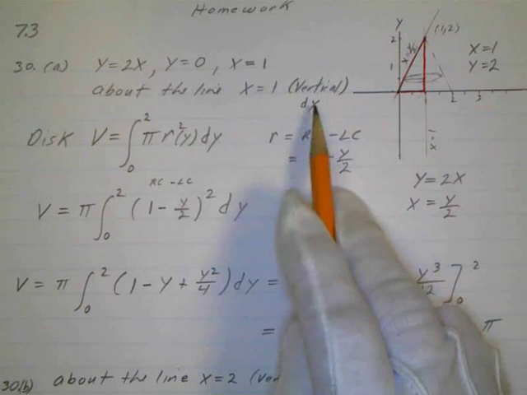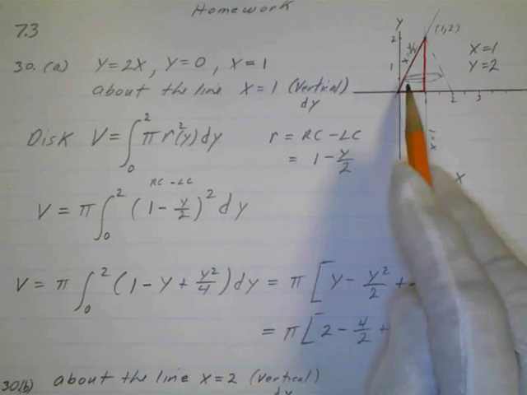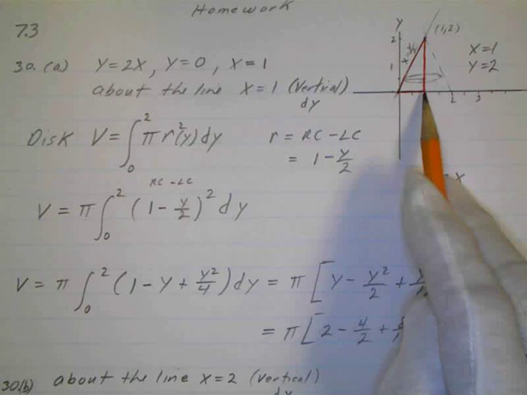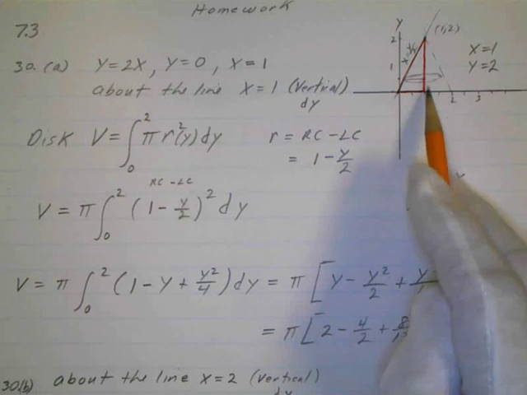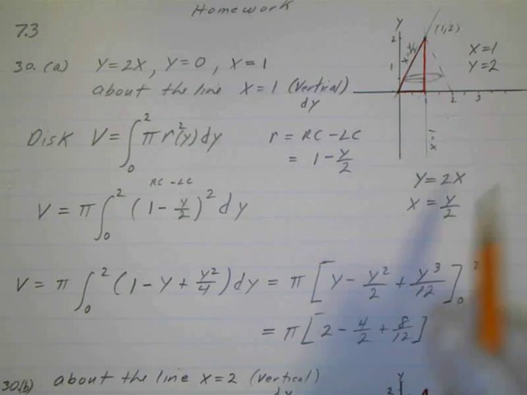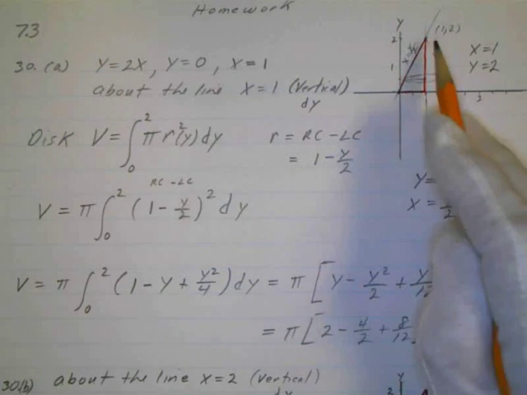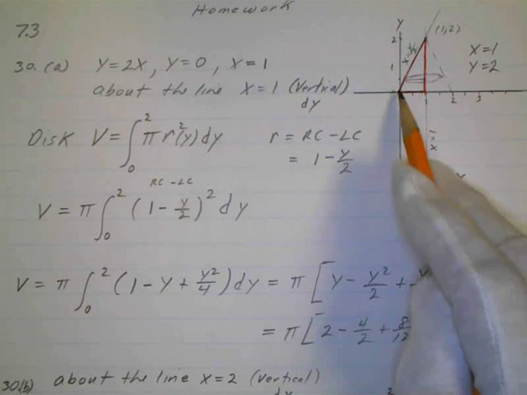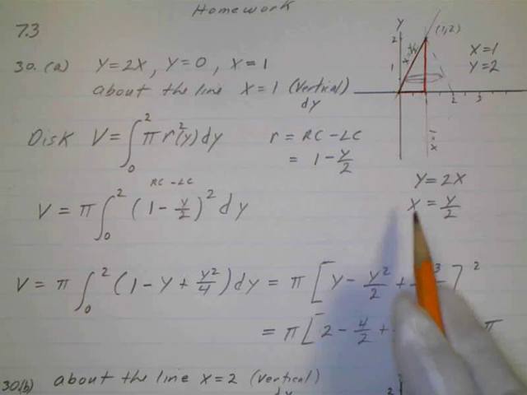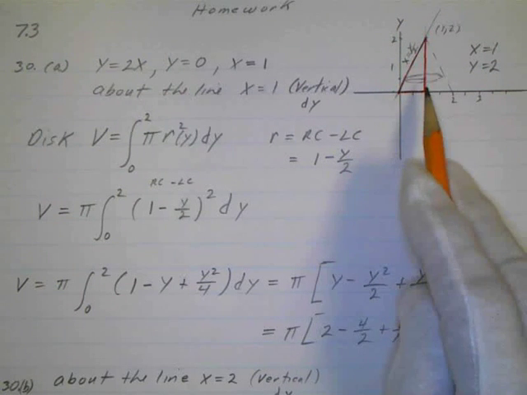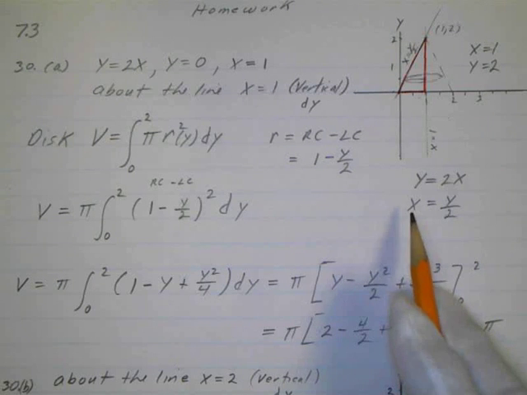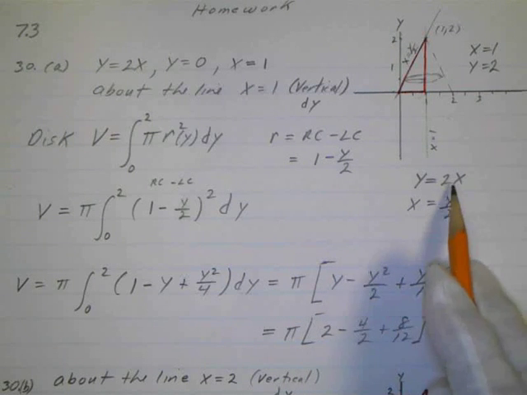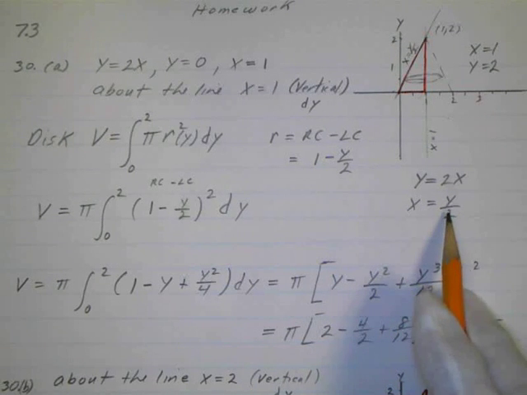So I'm going to have to integrate with respect to y. I'm going to be using horizontal disks. They're going to be moving from here to here. Now where x equals 1 intersects with y equals 2x, 2 times 1 is 2, that's going to be the point (1, 2), so I'm going to integrate from 0 to 2. And since it's with respect to y, I have to solve for x in terms of y, so y equals 2x, divide both sides by 2, x equals y over 2.